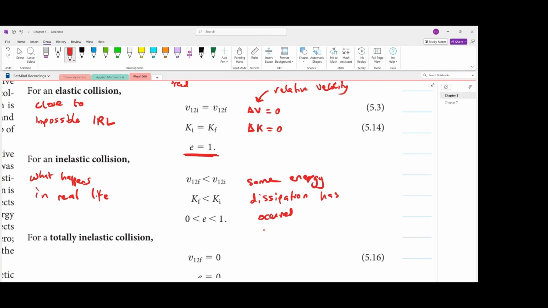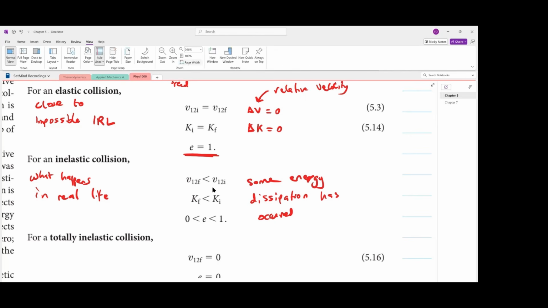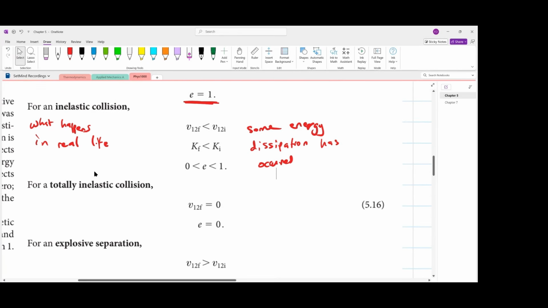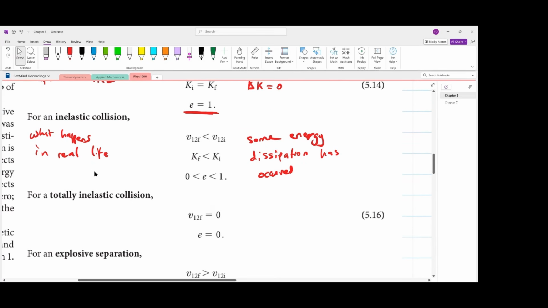So some energy has been lost, which is why your final kinetic energy is now less than the initial one. So it's pretty straightforward, but we rarely deal with this in theory because it becomes difficult to account for loss of energy, but you can deal with it. And then we have totally inelastic collisions, right? And this is also close to impossible, right?